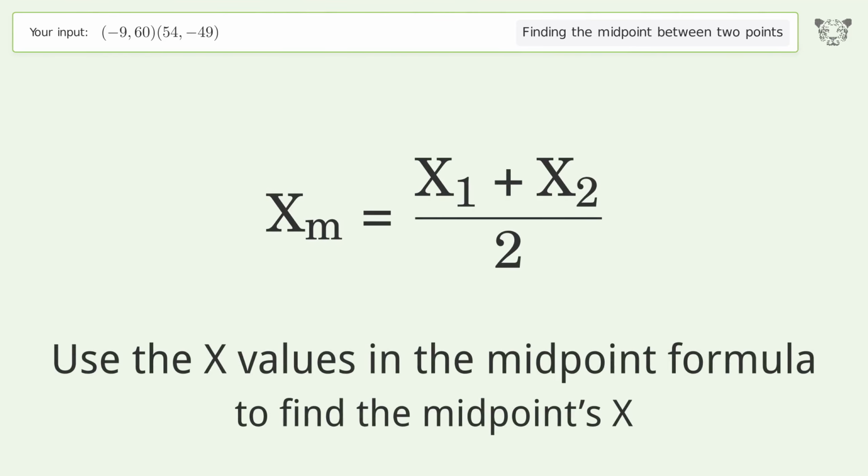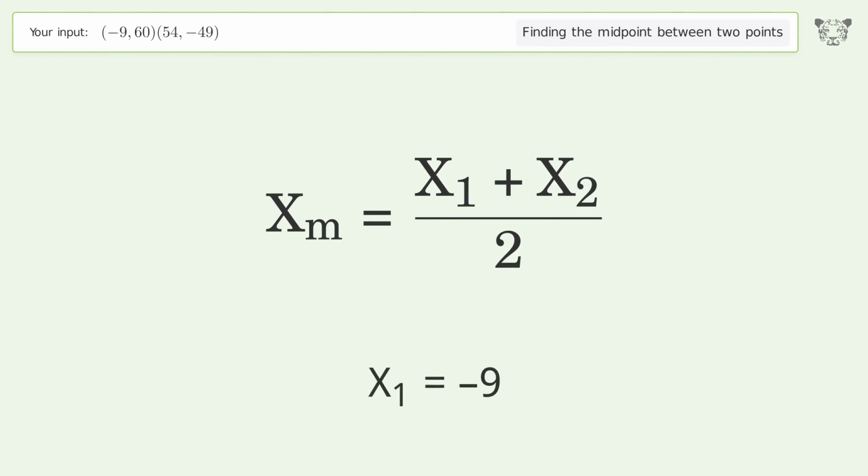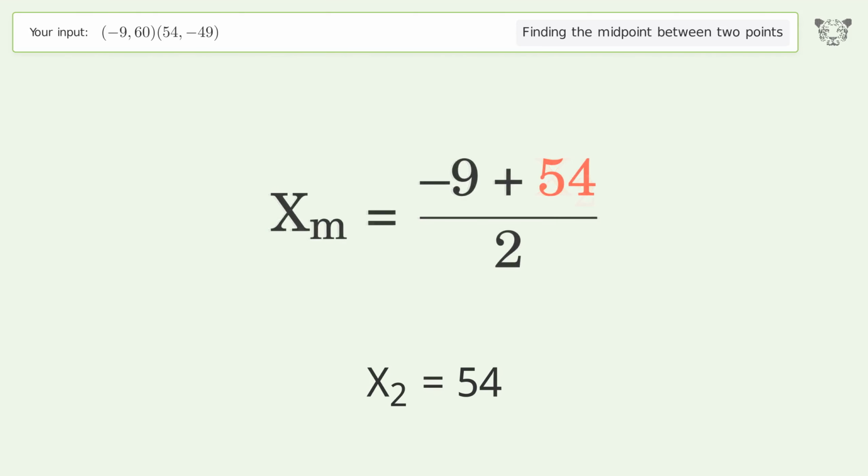Use the x values in the midpoint formula to find the midpoint's x. x1 equals -9. x2 equals 54. Simplify the arithmetic.